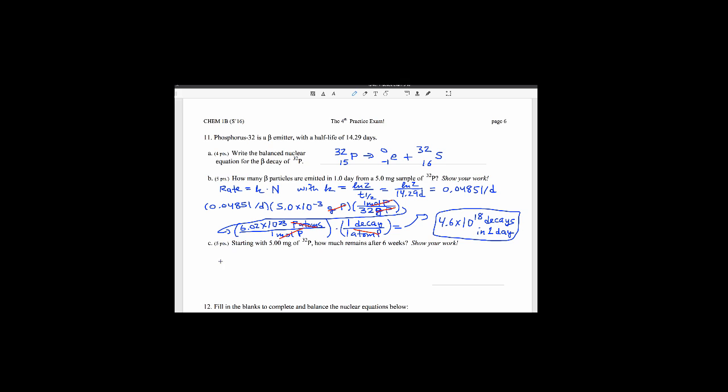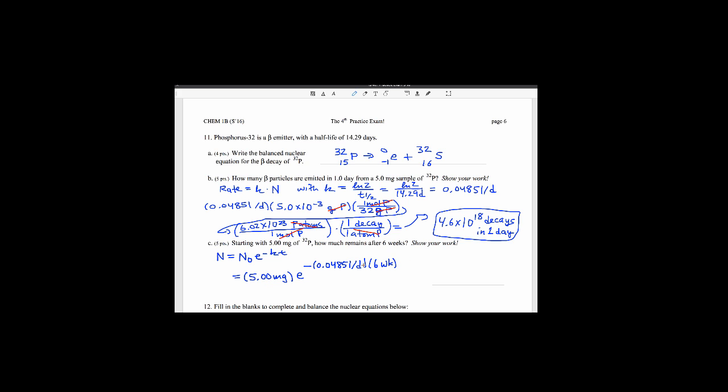Okay, and the last part, if we start with 5 milligrams of phosphorus-32, how much remains after 6 weeks? Well, nuclear decay follows first order kinetics, so the amount at some time is equal to the initial amount times e to the minus kt. And of course, our initial amount is 5 milligrams. Our k is 0.04851 per day, and then that gets multiplied by a time of 6 weeks.